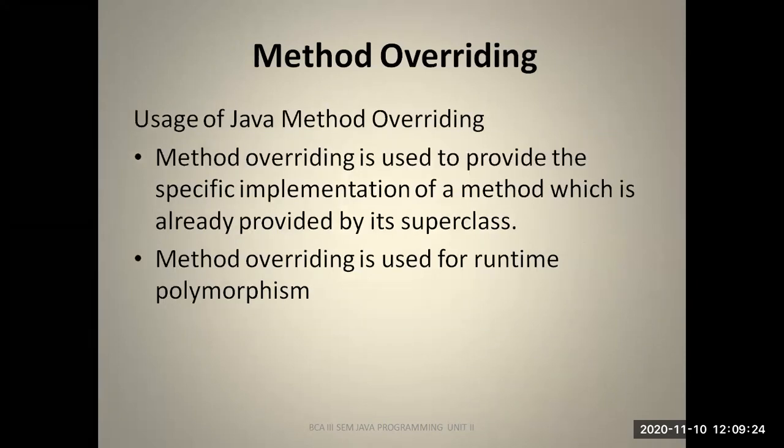Next, where is method overriding useful to us? Usage of Java method overriding: it is used to provide the specific implementation of a method which is already provided by its superclass. As we discussed just now, method overriding is used for runtime polymorphism. It is an important point, you have to note it. Method overriding is decided at runtime, not at compile time. Overloading is at compile time, whereas overriding is majorly done at runtime. So these are the usages of method overriding.